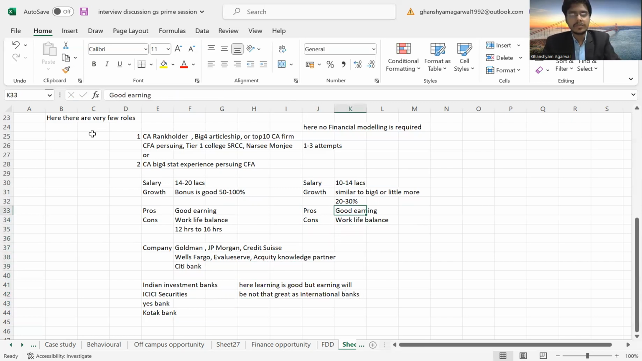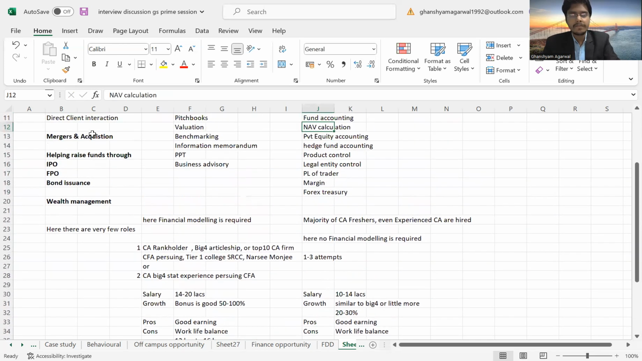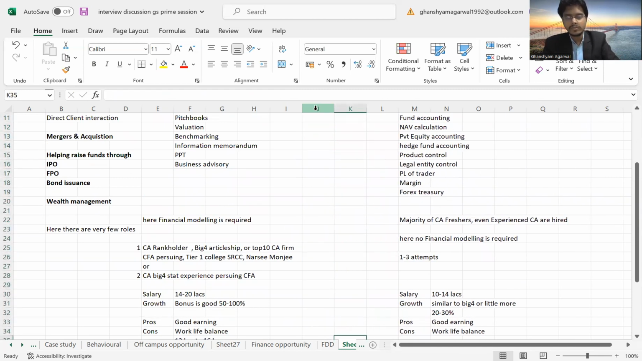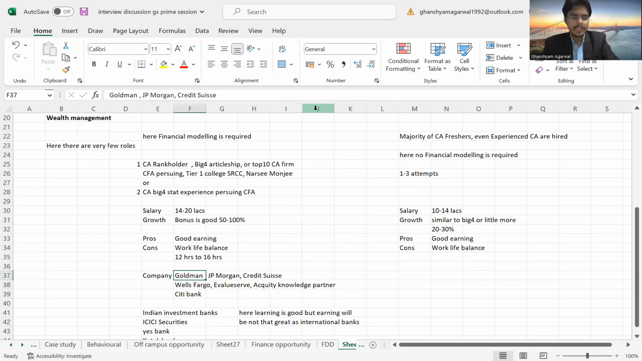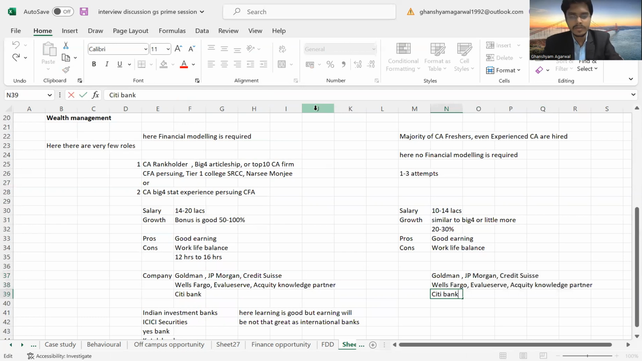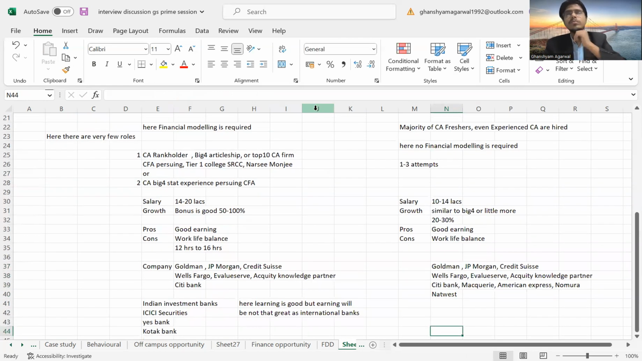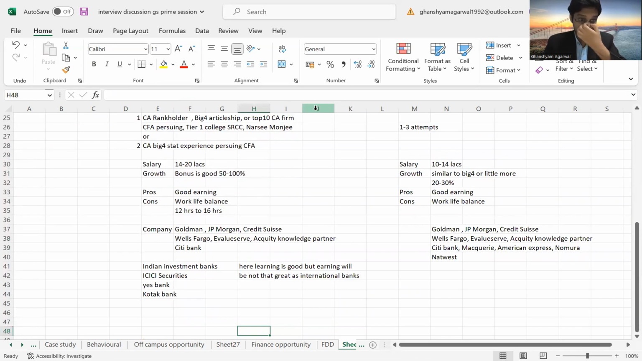Right now, these companies, here also the companies will be basically the same, but here Macquarie is also there. Macquarie, American Express, Nomura, NatWest. Okay. These are the profiles. Now what do you need to prepare for these profiles?